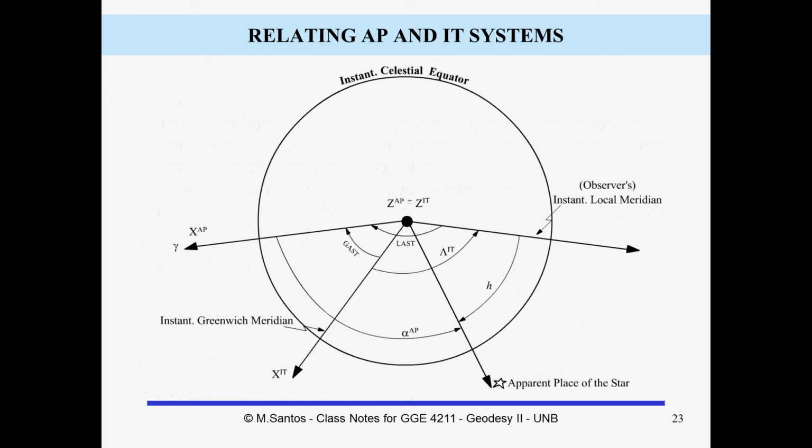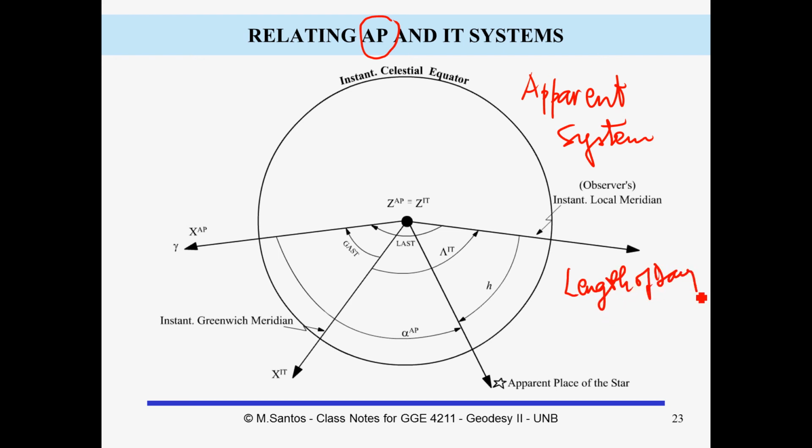The final system, and now we are touching the celestial systems, is the system of apparent places, AP. This system is also very important for us because it has to do with the length of day. Length of day, we call that just LOD. The length of day will tell us how fast or slow the Earth is rotating.